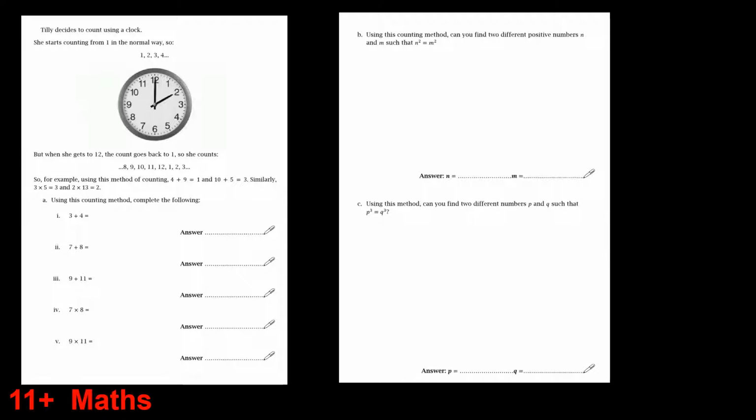The question I picked today is: Tilly decides to count using a clock. She starts counting from 1 in the normal way, so she has 1, 2, 3, 4 and so on. When she gets to 12, the count goes back to 1. So she counts 8, 9, 10, 11, 12 and then 1, 2, 3.